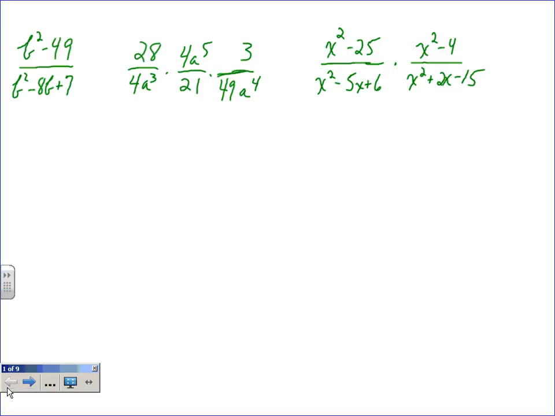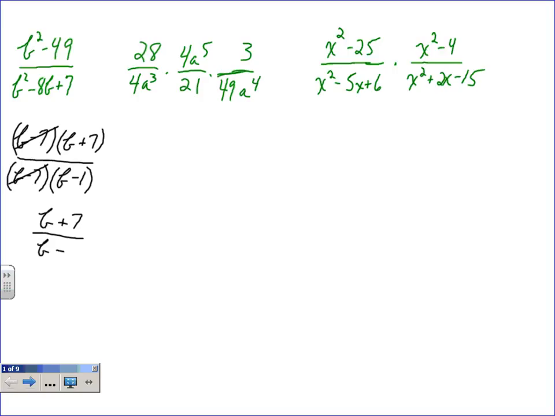So let's factor the top. So we have b minus 7, b plus 7. The more you factor, the better you get at it. On the bottom, it's an easy factor, b minus 7 and b minus 1. Now that they're factored, I can see that the b minus 7 on top and bottom can cancel each other out. And I'm left with b plus 7 over b minus 1.